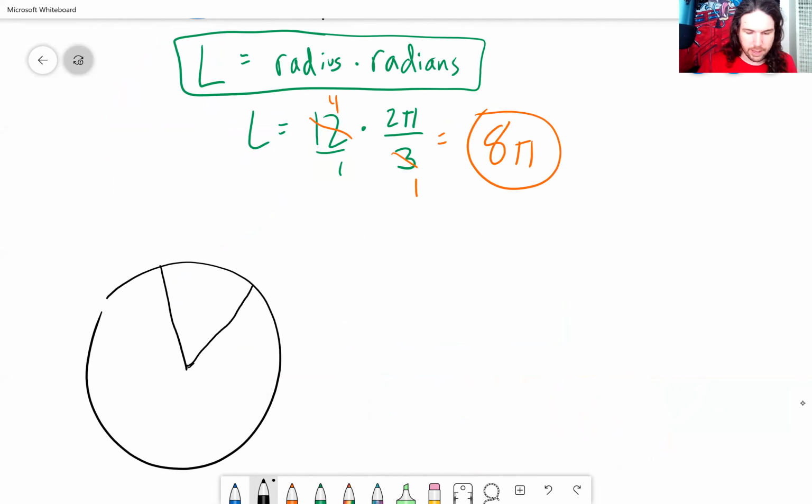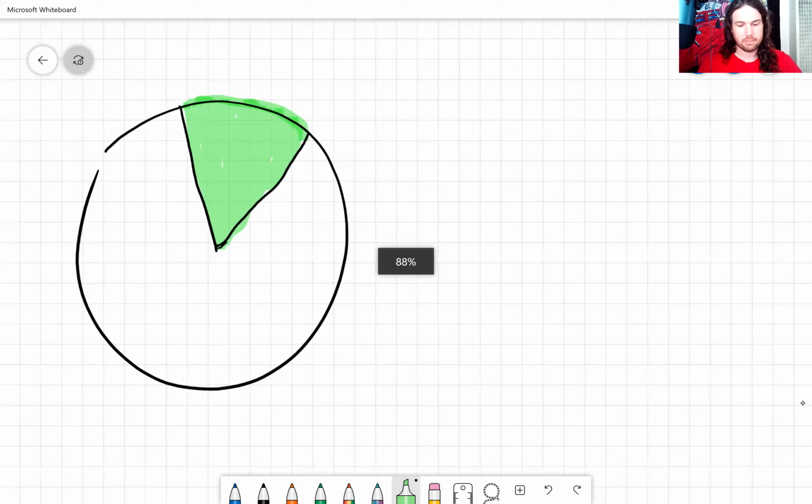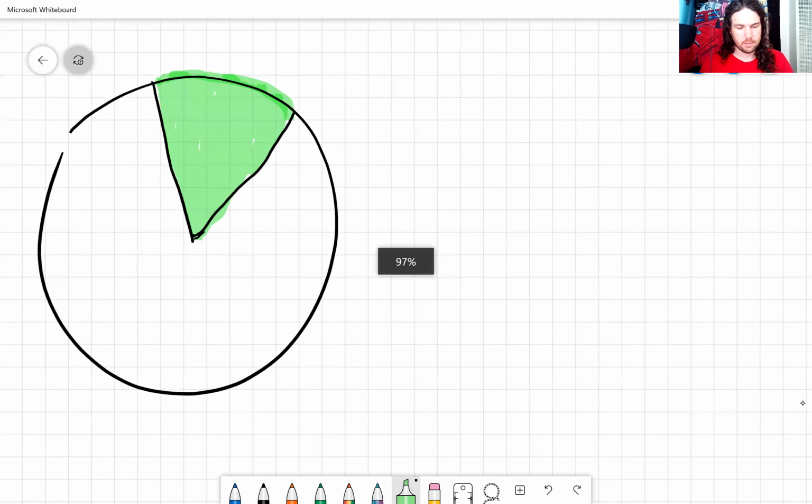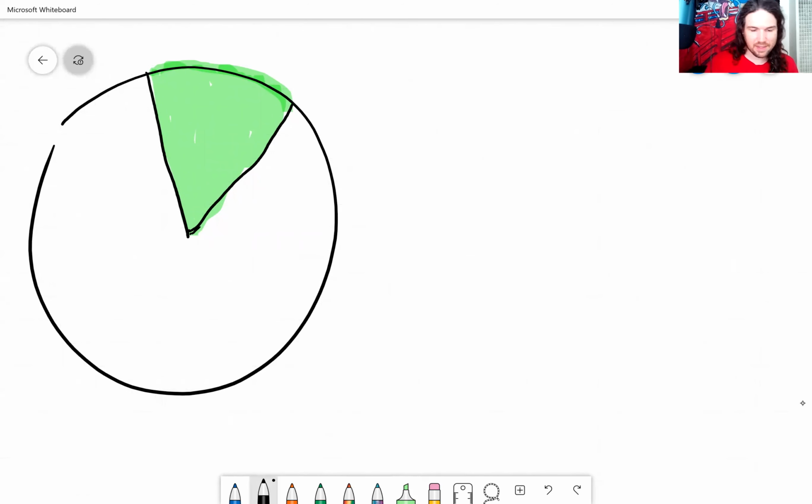Okay. And I want to know not just the distance or the length of the crust, but I want to know how much pizza I've eaten. I would need to find the area of that Pac-Man shaped sector. Let's say this is, I don't know, 60 degrees. I'll jump back to degrees. I'll jump back and forth. So we've got 60 degrees.